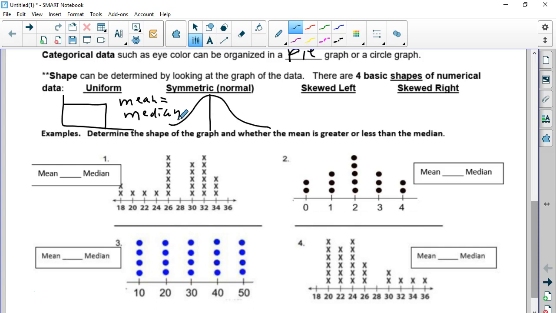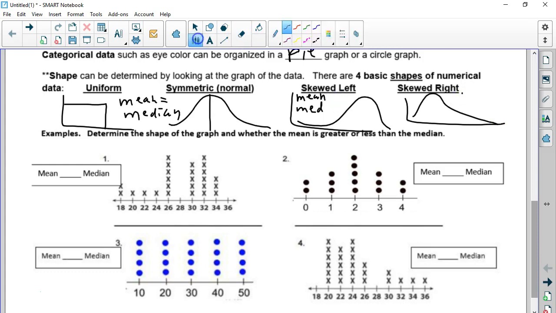Now, if you have a skewed left, it looks like this. And in this case, the mean is less than the median. And then skewed right, sorry, put it backwards. I can't read my own writing. The mean is less than the median, and here the mean is greater than the median.